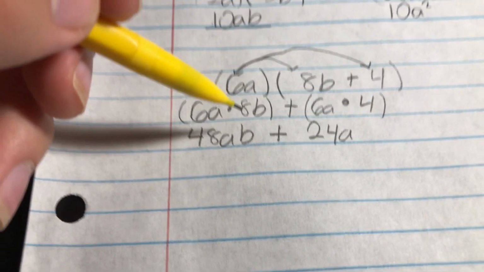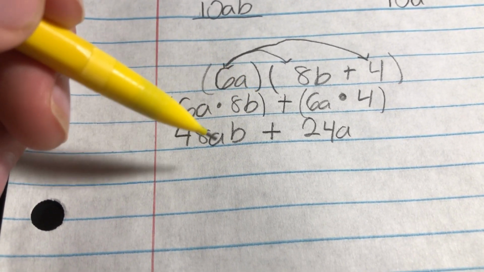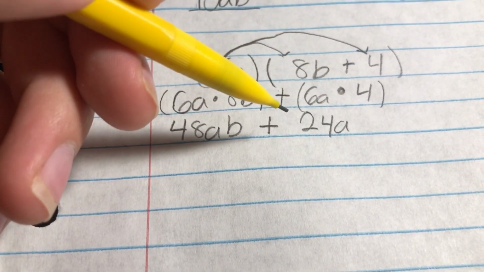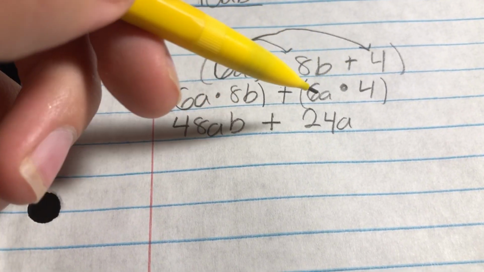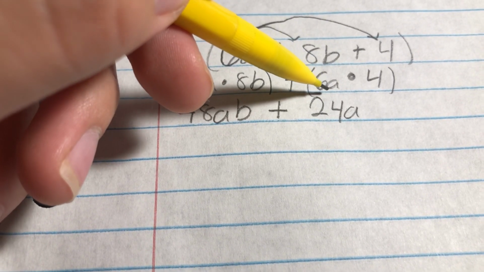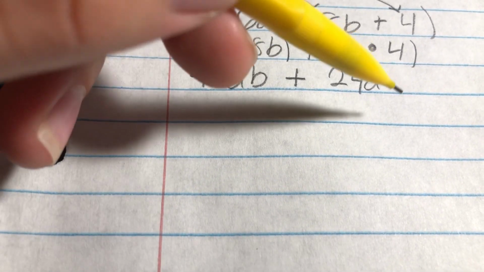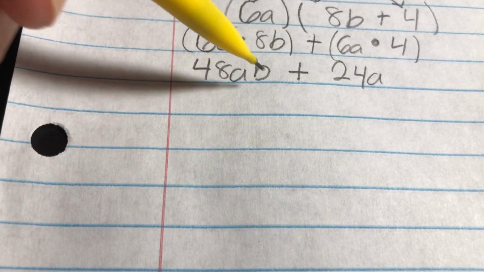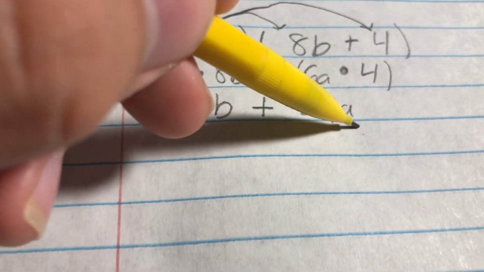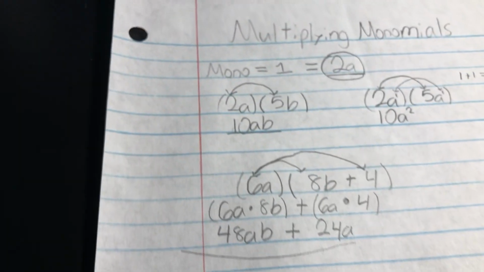6a times 8b, we already know what to do. 6 times 8, 48. A times b is just ab. Plus 6a times 4, 4 times 6, 24. And since we're multiplying them, we're going to give the product our only variable. So that's 24a. Since these two are different, this is ab and this is a, you can't combine them. So this right here is your solution. That's how you multiply monomials.